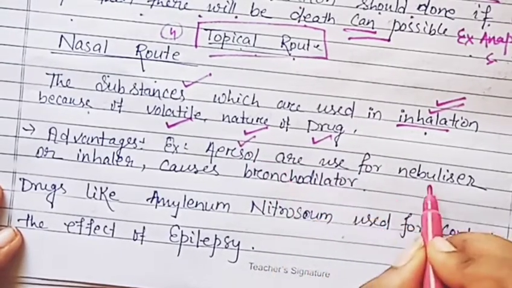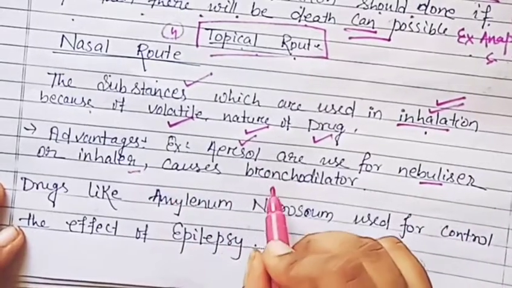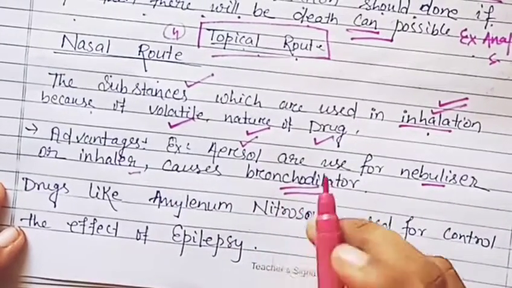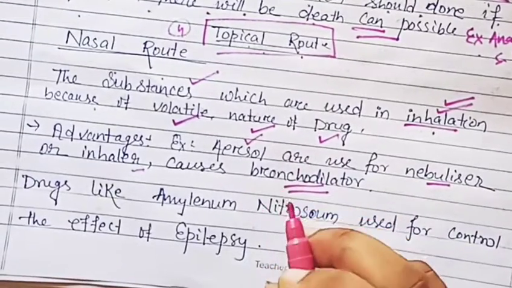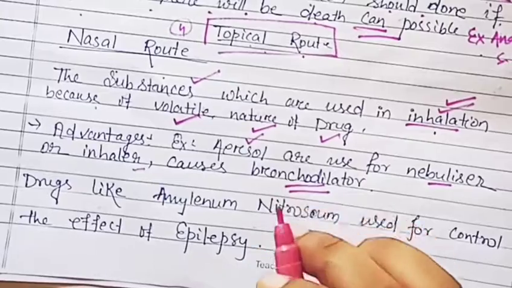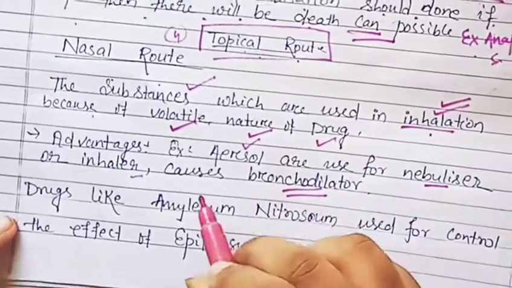Aerosol is what? It is an inhaler or nebulizer. What does it cause? It causes bronchodilation, so that it can act properly in the definite area where the nose congestion appears. That is the advantage.